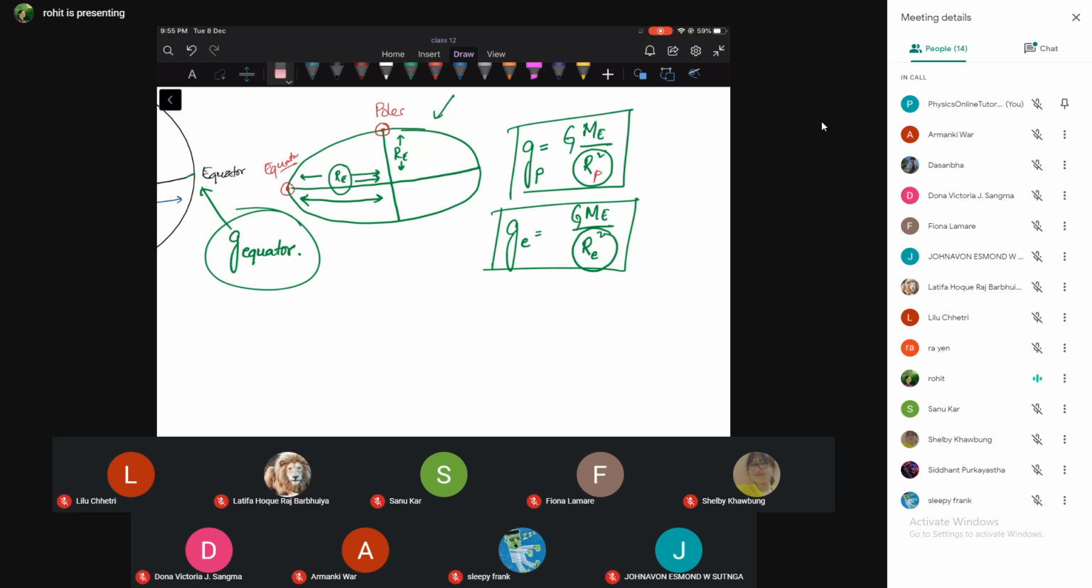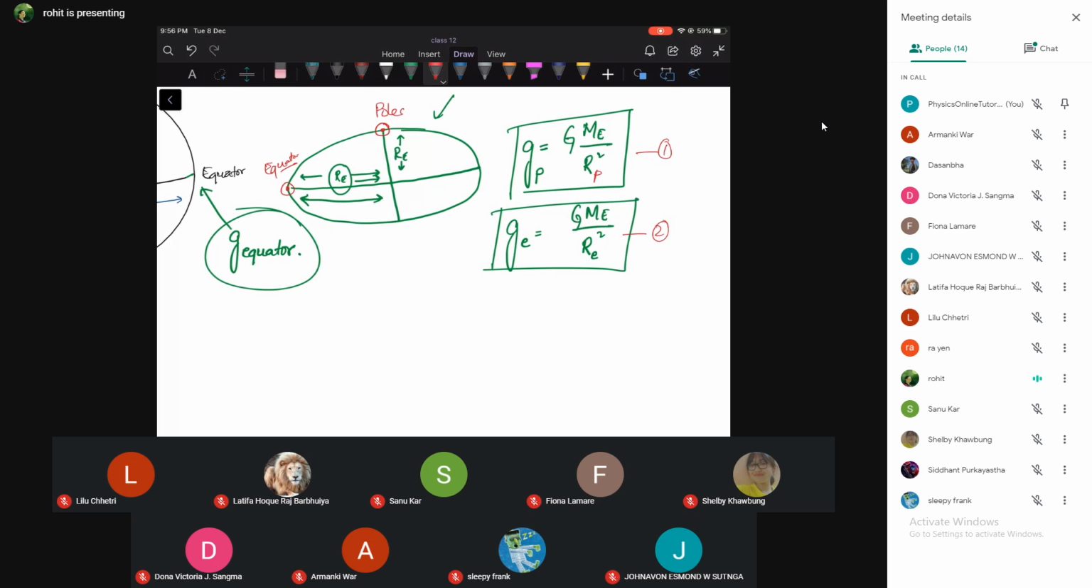So you check and tell me, number one or number two? This is number one and number two. In which formula are you dividing by a larger number? For the poles or for the equator? That's the question. The number one formula or number two formula? Equator, number two, yes. In number two, you're dividing by a larger radius, okay?